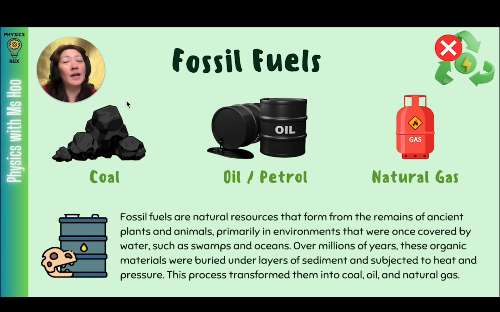Now, let's go through some of the different types of energy sources, starting with fossil fuels. Fossil fuels are natural resources that form from the remains of ancient plants and animals, primarily in environments that were once covered by water, such as swamps and oceans. Over millions of years, these organic materials were buried under layers of sediment and subjected to heat and pressure. This process transformed them into coal, oil, also known as petrol, and natural gas.